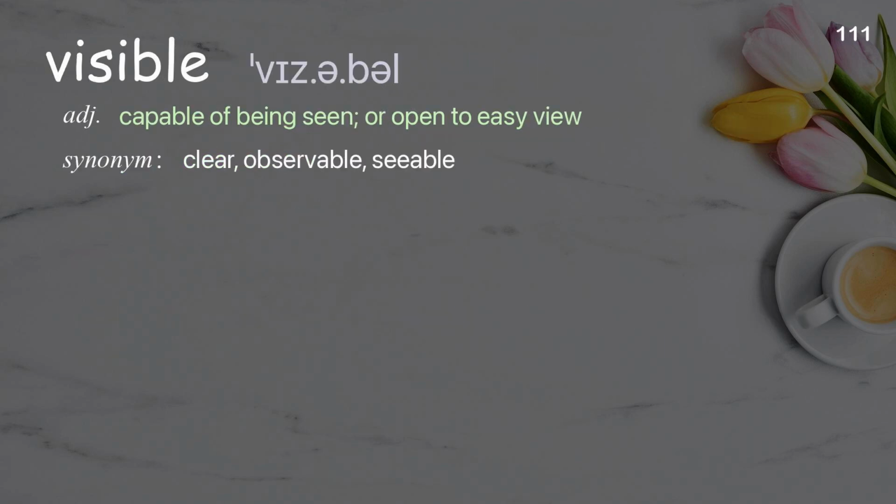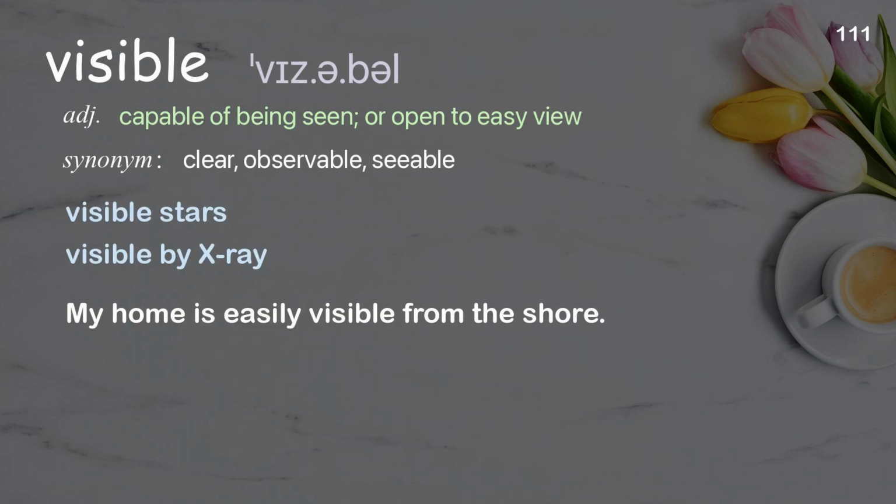Visible. Capable of being seen, or open to easy view. Examples: Visible stars, visible by X-ray. My home is easily visible from the shore.